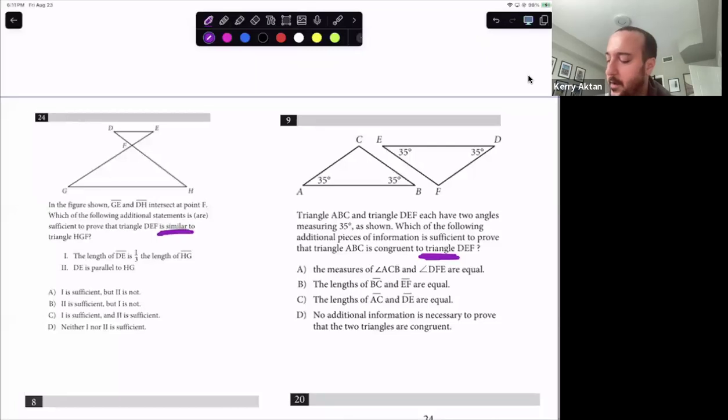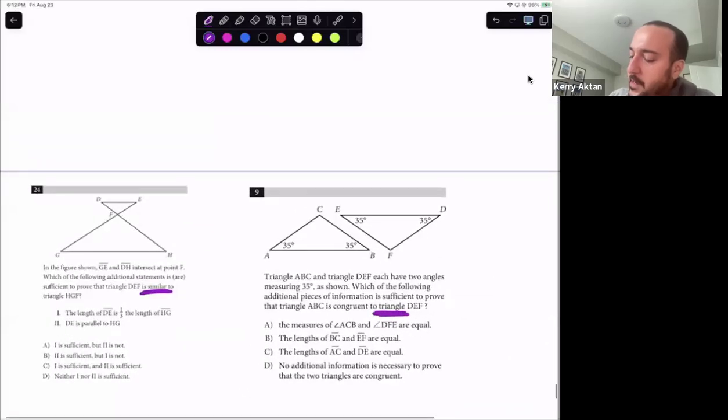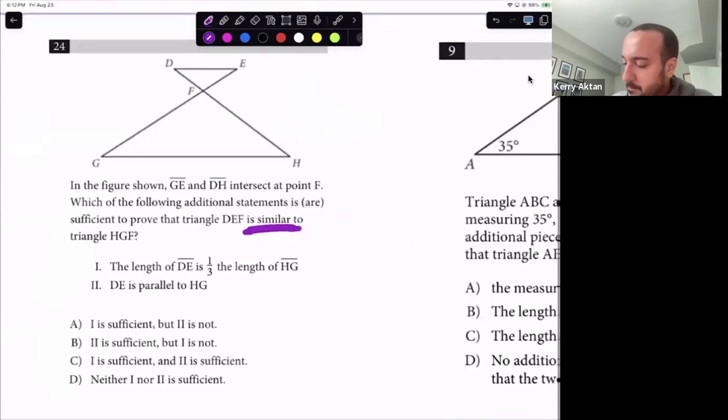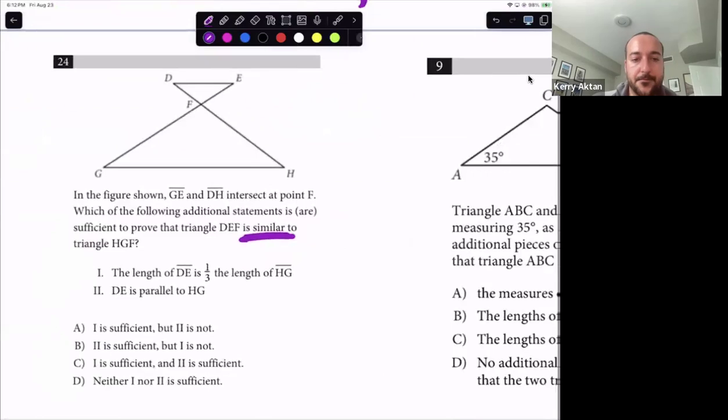Well, let's first talk about, I actually have two more questions on this if you guys want to see them afterwards. But similarity. Similarity is when you have a little baby, big mama. In other words, yes, all their angles are corresponding. So for 24, this question is extremely difficult, I think. The idea is that, yes, these two angles, first of all, are the same.